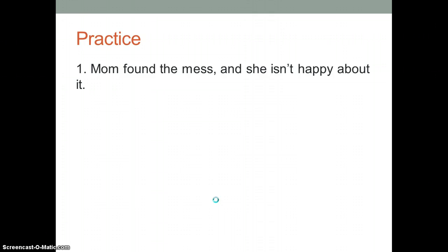Number 1 reads, "Mom found the mess, and she isn't happy about it." So we can simply replace our comma and conjunction with a semicolon. Notice we don't even have to capitalize our next letter after the semicolon, we can just join the two independent clauses as they are.